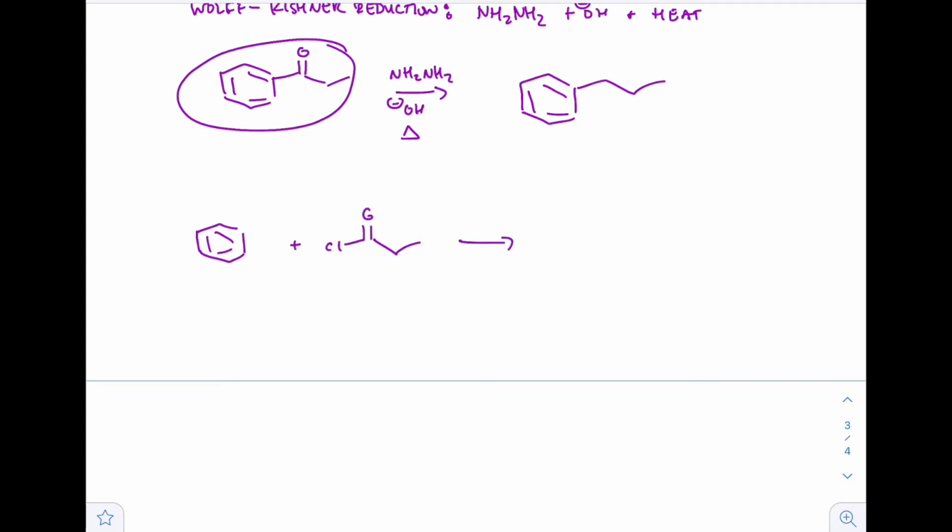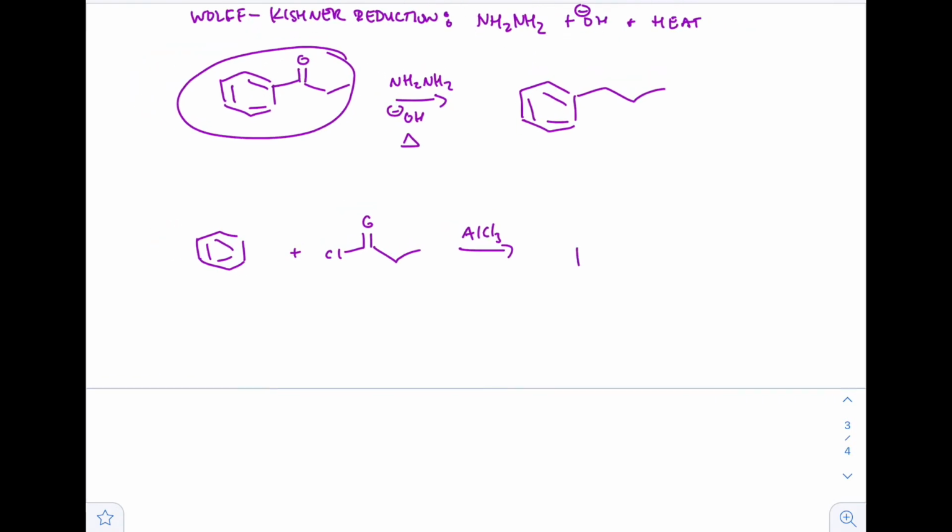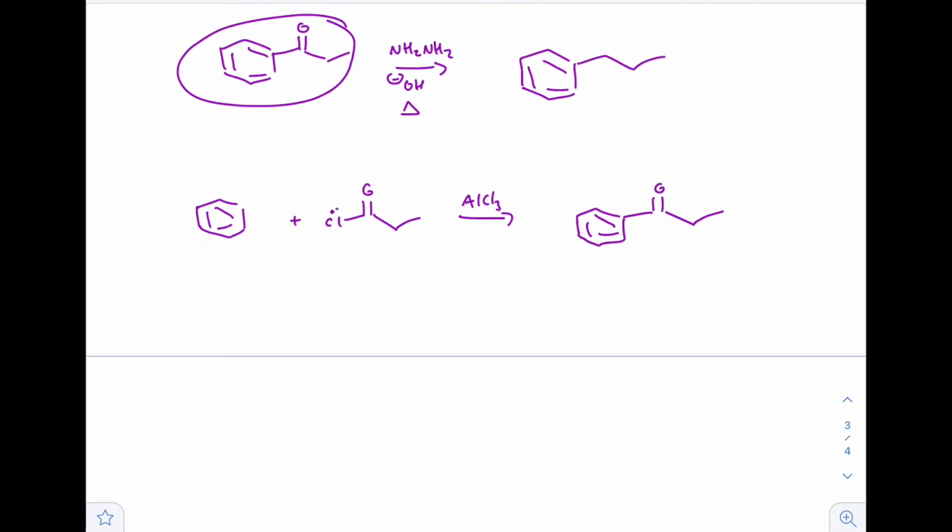Well, remember that time when we also knew a Friedel-Crafts acylation, where we hit it with an acid chloride, as well as that Lewis acid AlCl3, and then we got this.